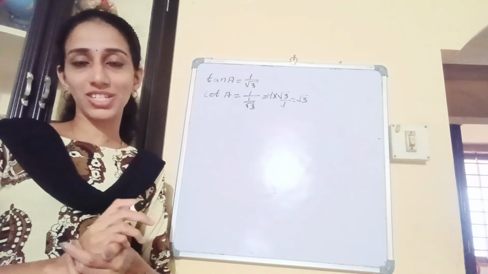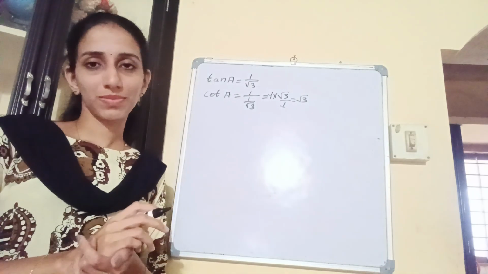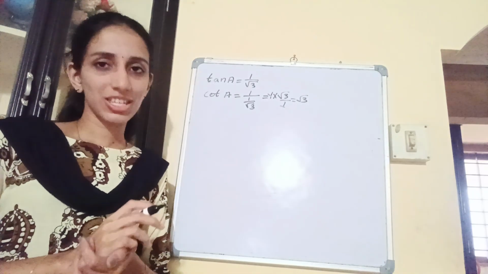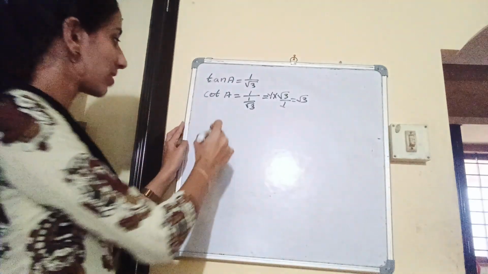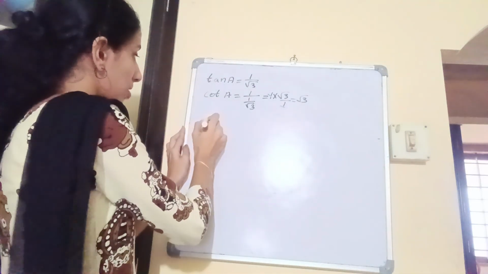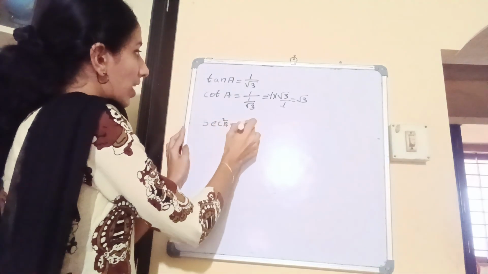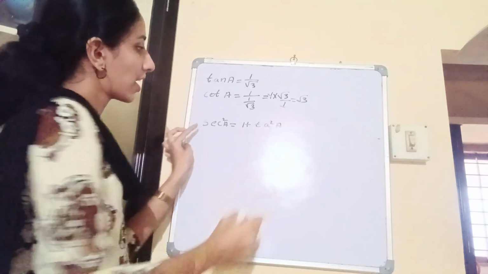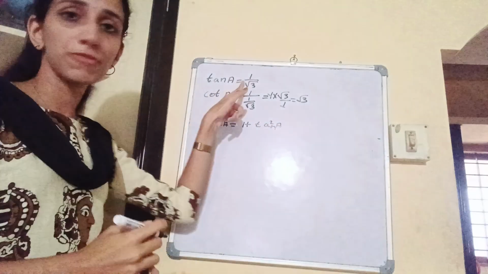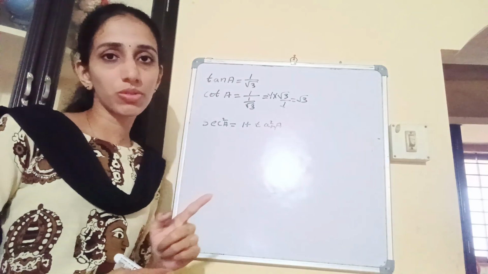The last trigonometric identity. What was that? Sec square A is equal to 1 plus tan square A. So that is the next trigonometric identity: sec square A is equal to 1 plus tan square A. And now we have the value of tan A. What is the value of tan A? Tan A is 1 by root 3.